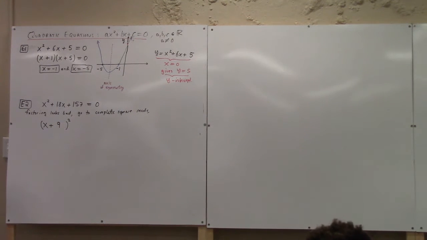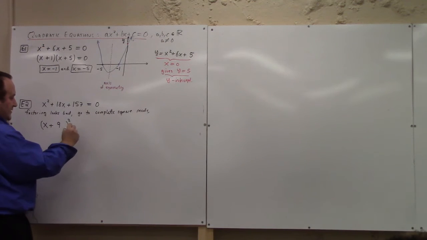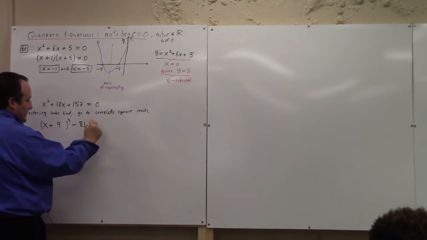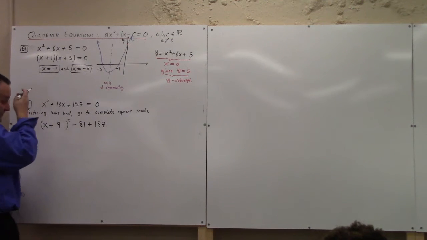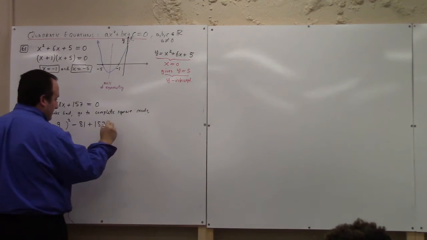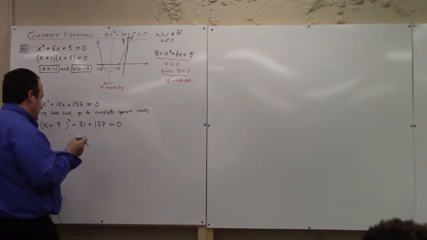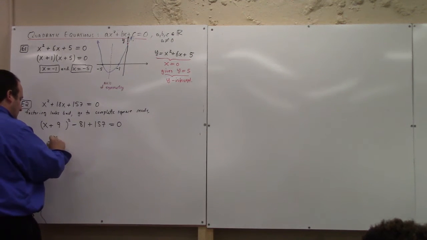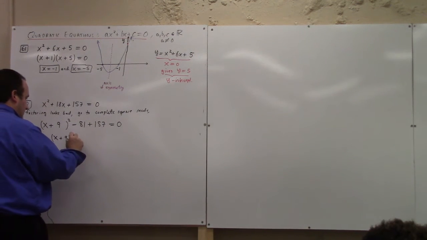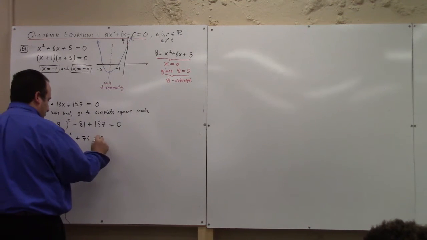And if I put that, I have to subtract 9 squared, which is 81, right? Minus 81 plus 157. Take away 81 from 157, what do you get? So you've got x plus 9 squared plus 76 equals to 0, right?